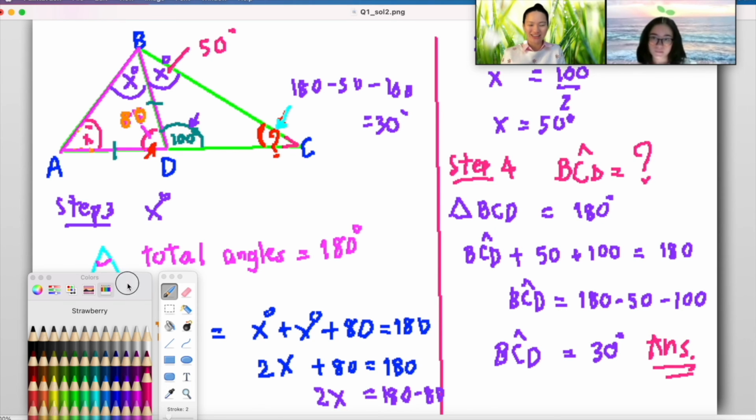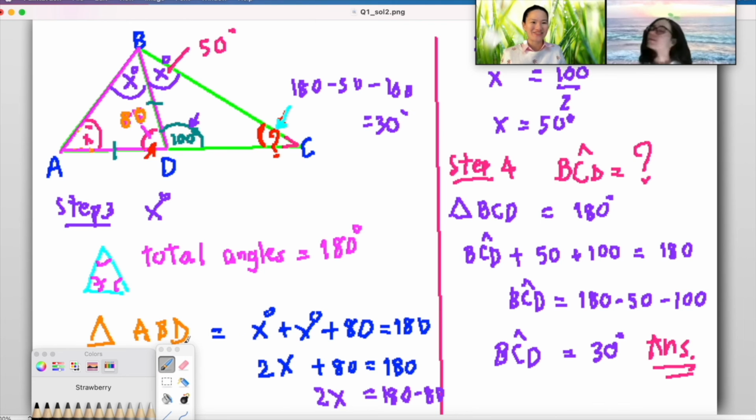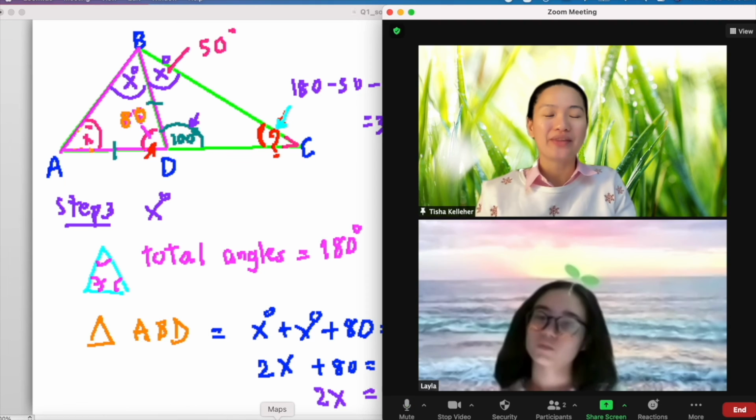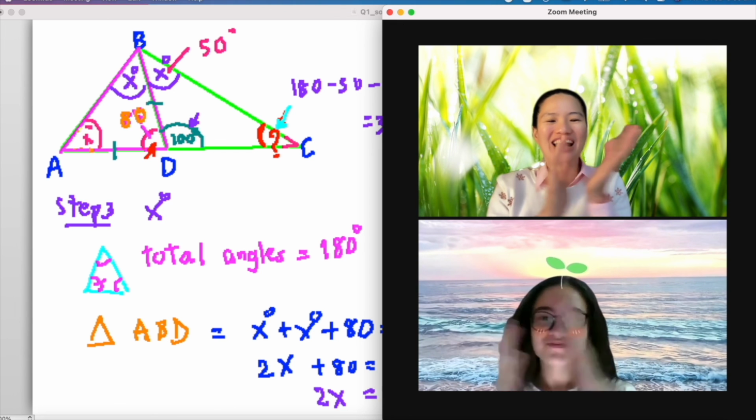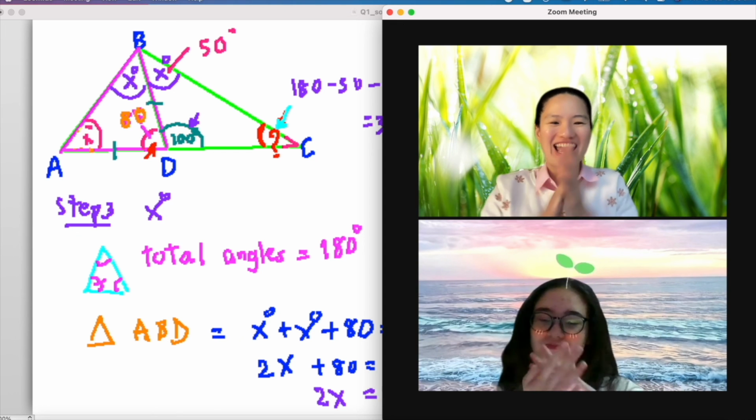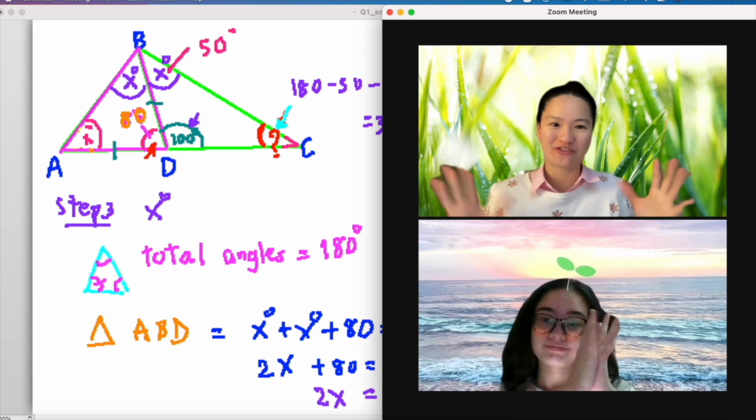Any question? Leila, any question? Okay. Everyone give the big hand to Leila. Everyone give the big hand to Leila. Yay! Good job. Whoa, we finished for today.